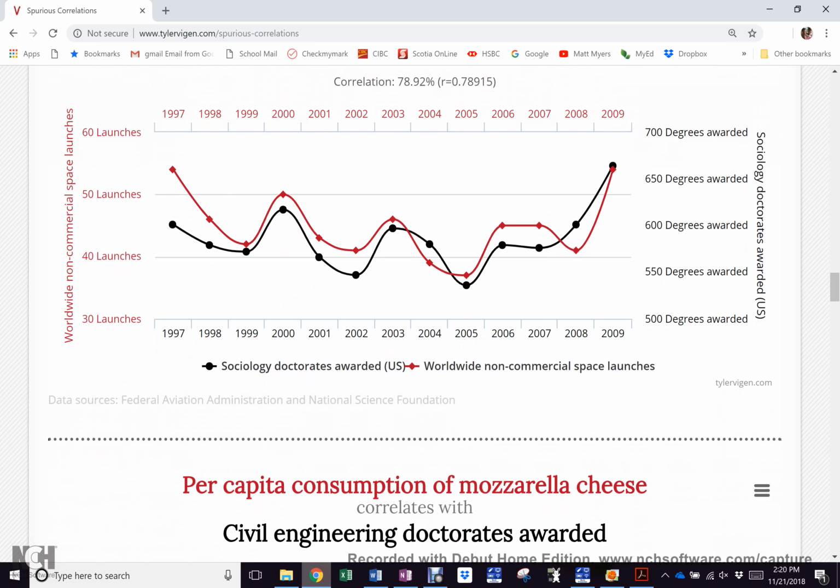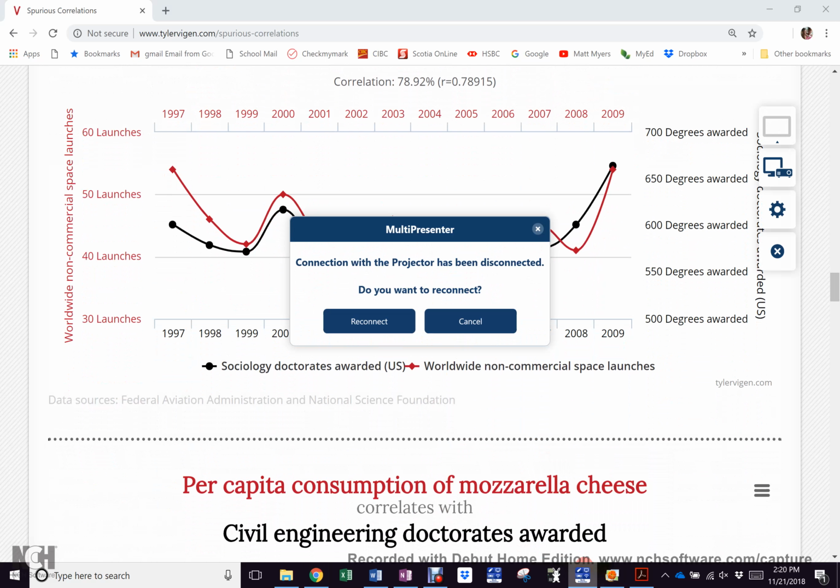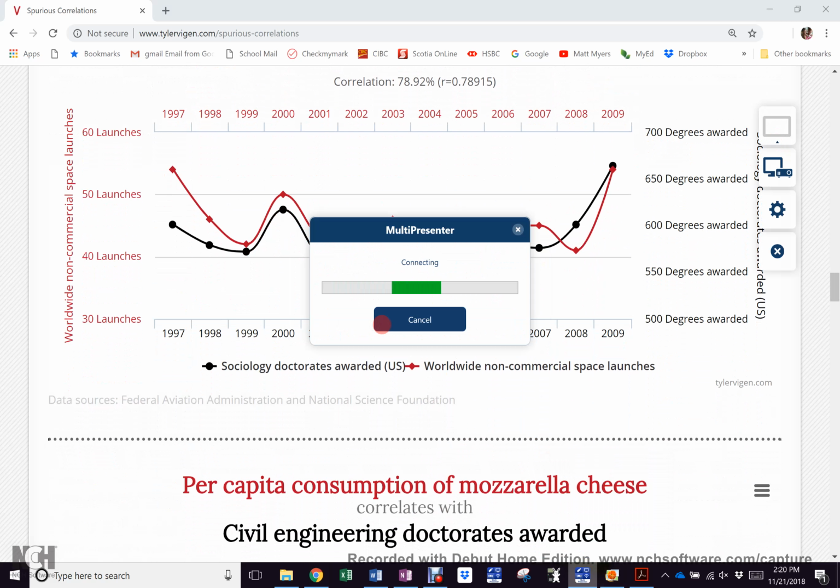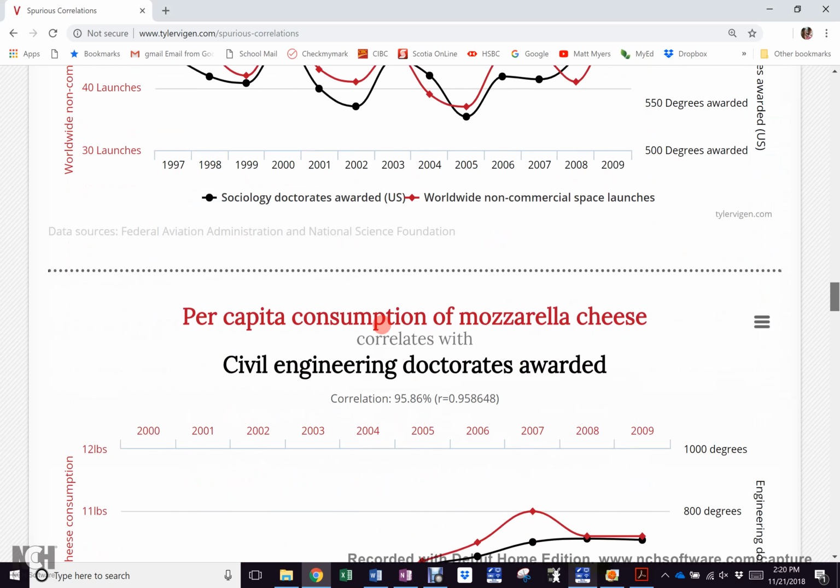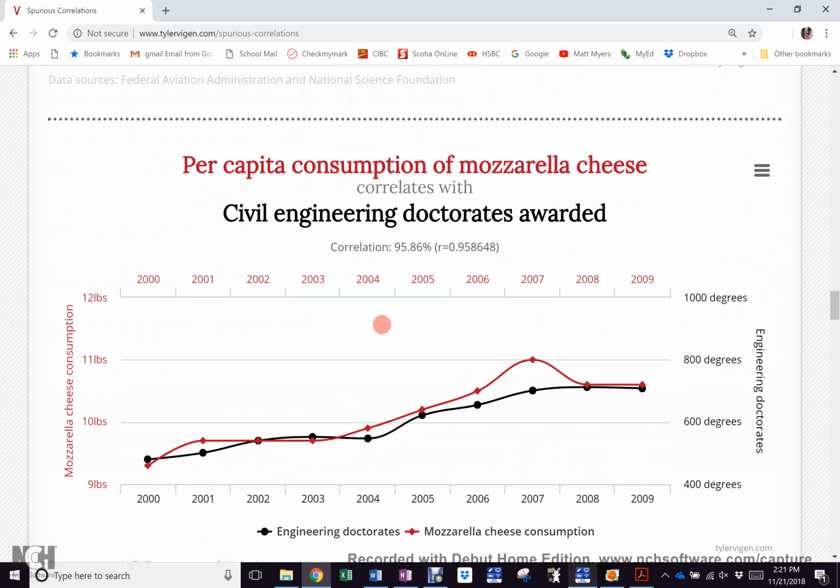Per person consumption of mozzarella cheese and engineering doctorates. If we eat more cheese, will smart people become engineers? Let's find out. Oh yeah! If we fill our face with more cheese, we'll have more smart engineers saving the world. Cheese motivates someone to work. That's the whole point, Micah.